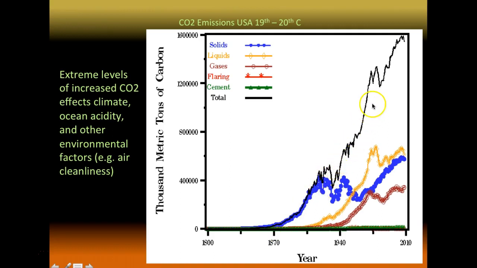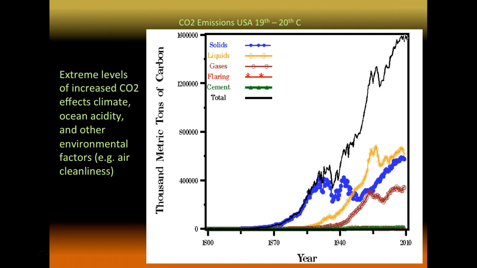By the time the United States hits, it goes up and up and up, and this black line shows the total amount in 1,000 metric tons of carbon dioxide. So about 1.6 million thousand metric tons of carbon is being emitted, and this is by 2010. Which is an extraordinarily high number.